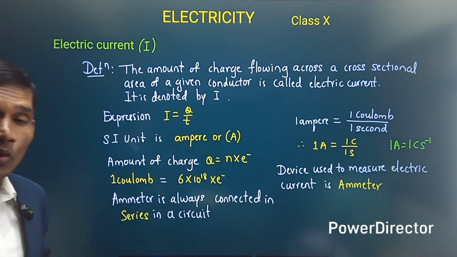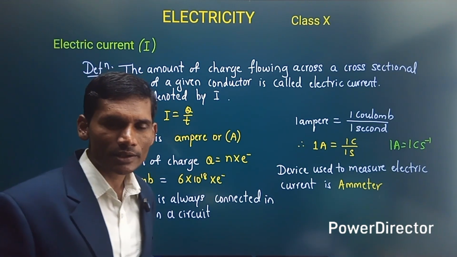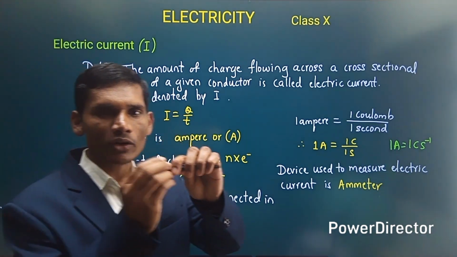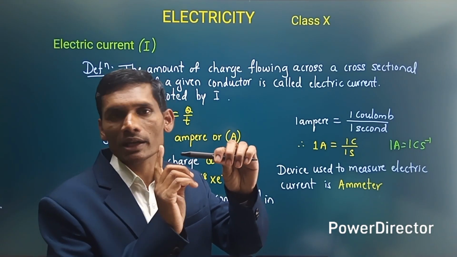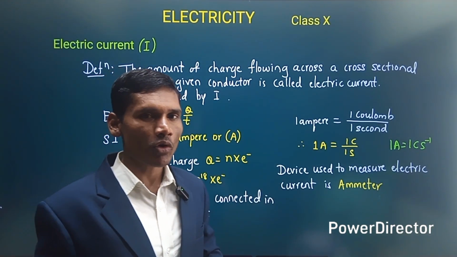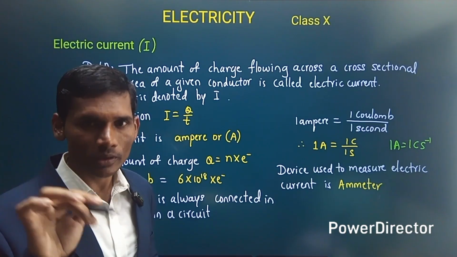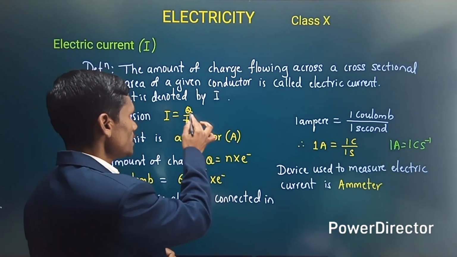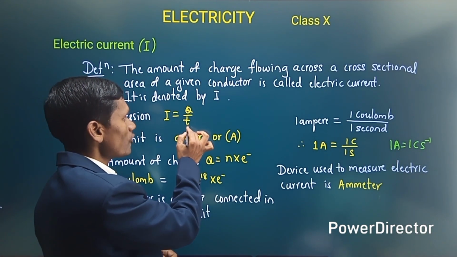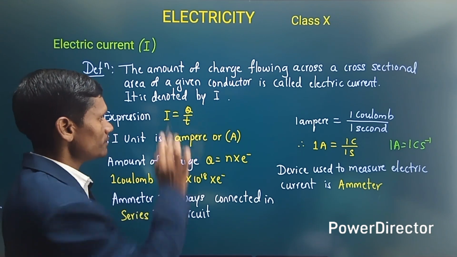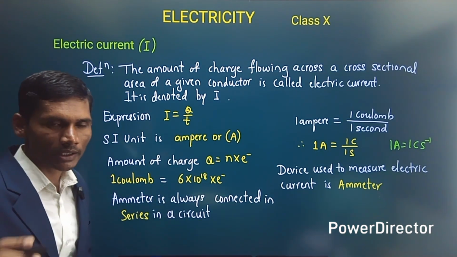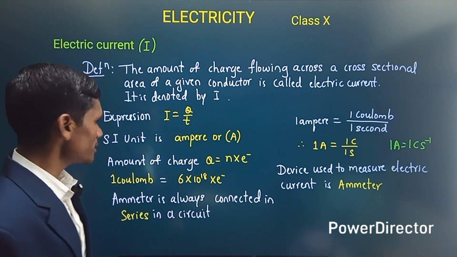First we need to understand what is electric current. Electric current is nothing but the amount of charge flowing across the cross-sectional area of a given metallic conductor in unit time. That is what we call electric current, and it is denoted by I. I is nothing but Q by T, because Q is the amount of charge flowing in unit time, that is T. So the SI unit of current is ampere, right?